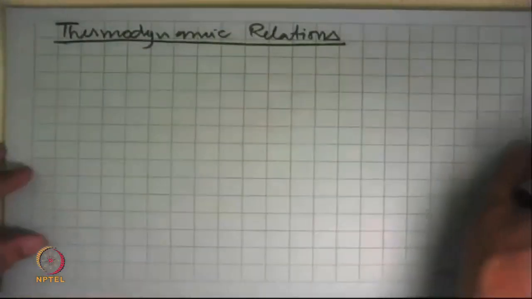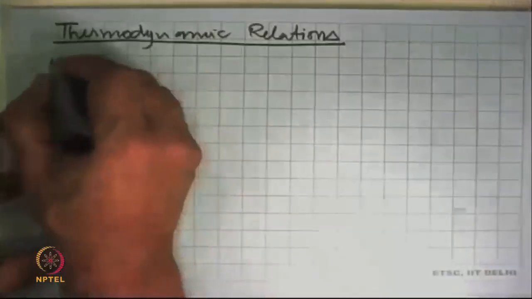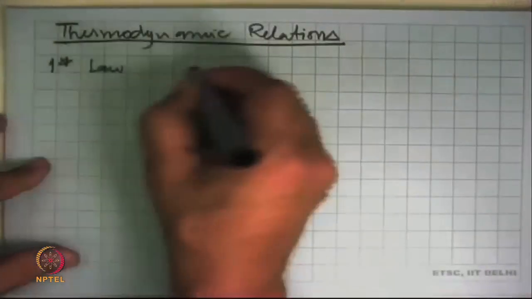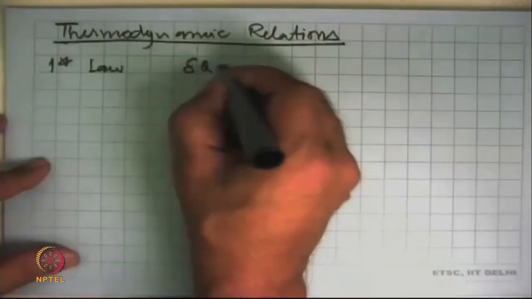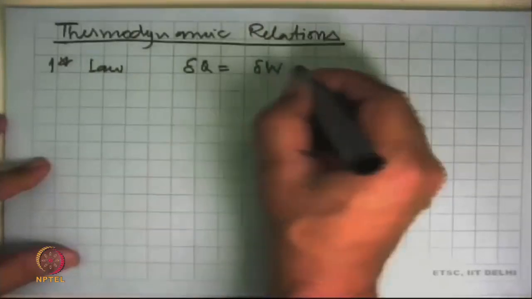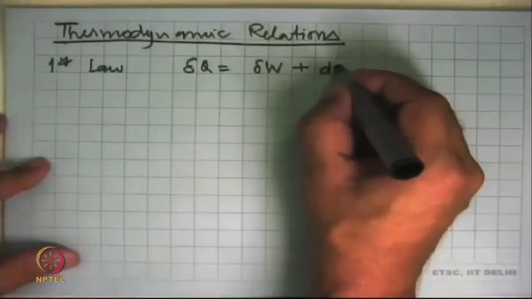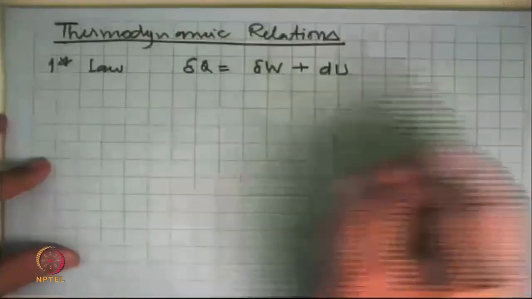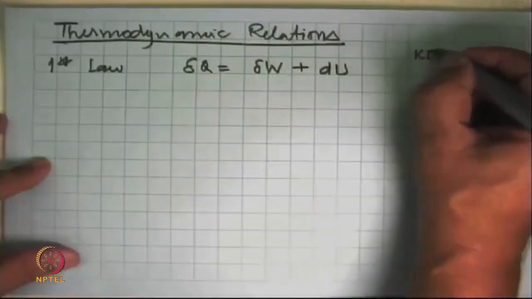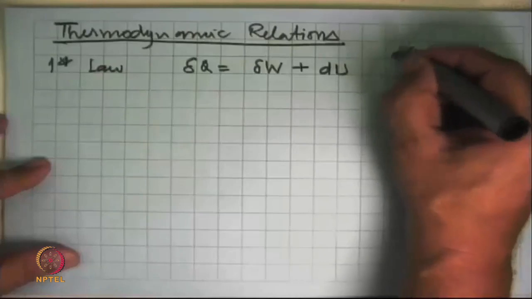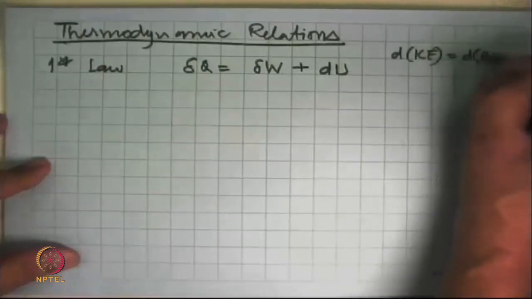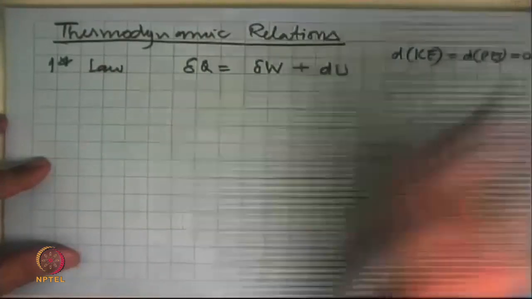And we start with something that we already have, the first law, that delta Q is equal to delta W plus dU. We are assuming that delta KE and PE are negligible.